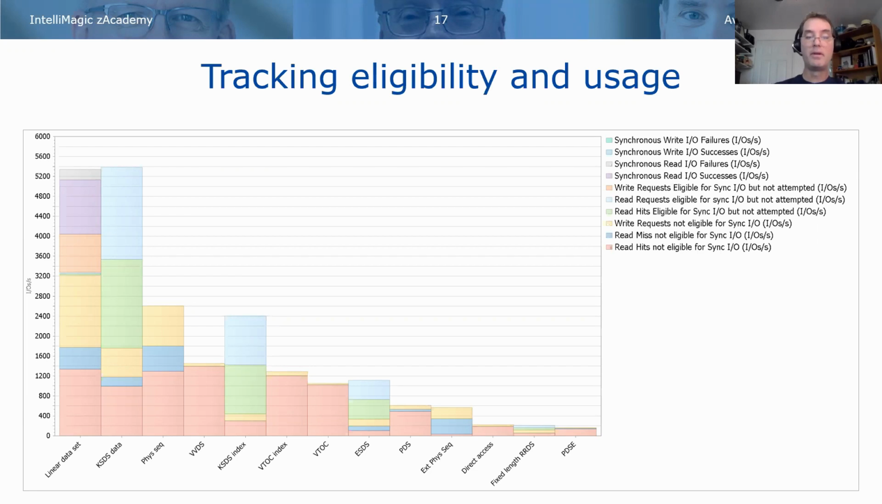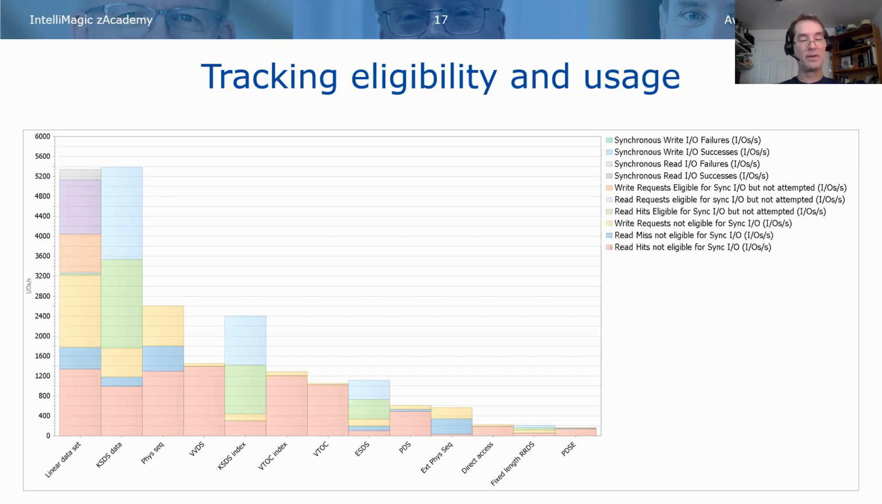What's the purple? The purple is synchronous read IO successes. This environment is using zHyperlink right now. A sync IO read success says I used the interface and it worked. Well, how cool is that? It's not just theory. Let's show you some of that data.